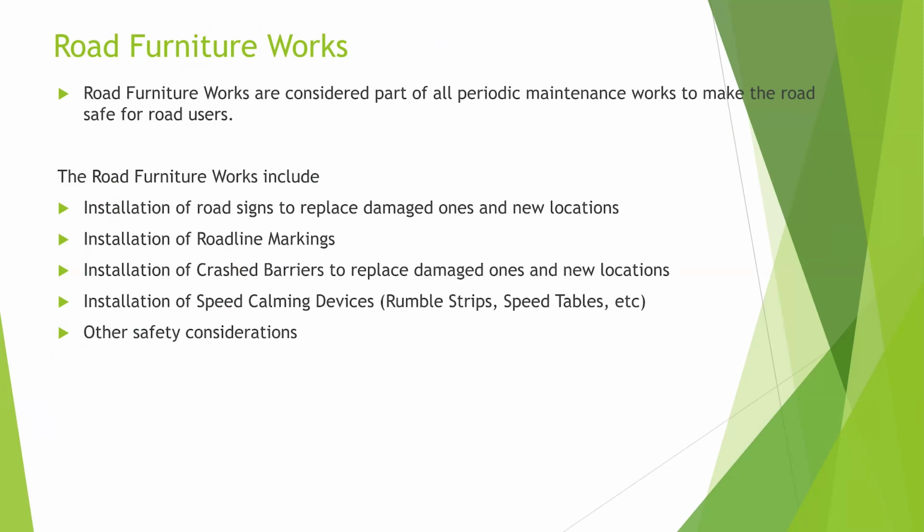You also have to consider the road line marking. If you take resealing, for instance, you are going to seal over the existing road, and so if you have any marking there, it will no longer be there. And so you need to program and make sure that your road line marking forms part of your road furniture works. Crash barriers: in areas where you need to install new ones, and even the damaged barriers, you need to replace them, and all these form parts. You have the speed calming devices that you need to also install to ensure that the road is safe, and other safety considerations.